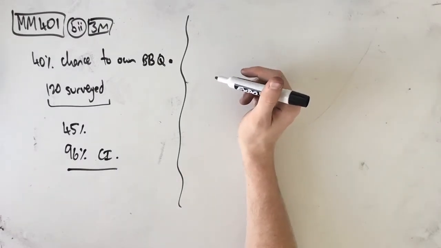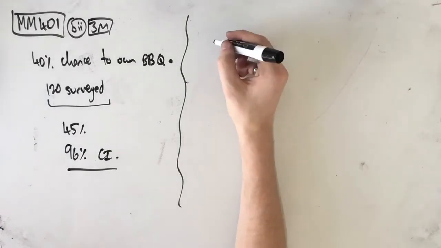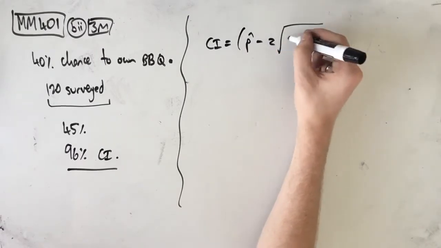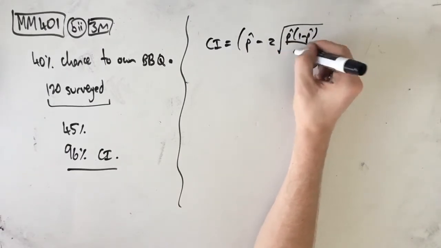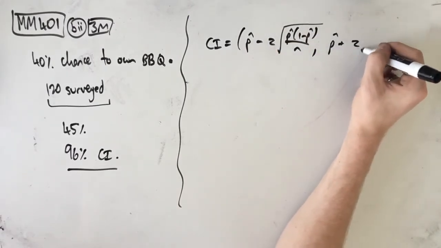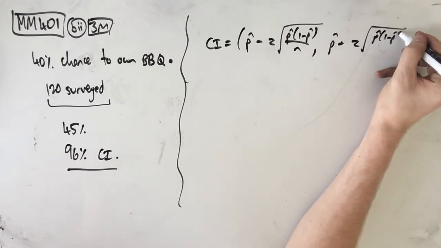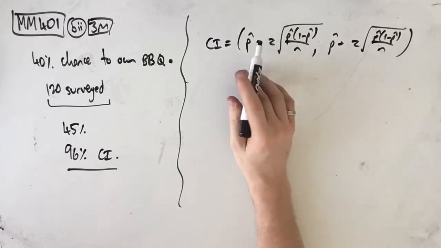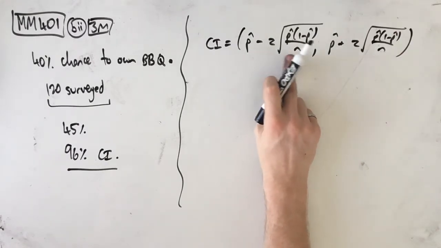We know that the confidence interval is given by p hat minus z times the square root of p hat(1 minus p hat) over n, to p hat plus z times the square root of p hat(1 minus p hat) over n. You'll get used to this formula as you go. Now, we need these three things: p hat, z, and n.